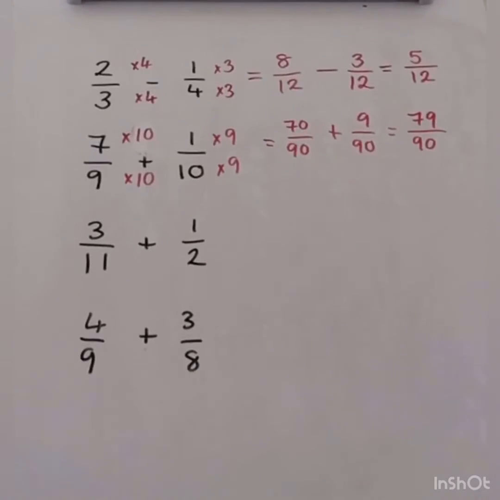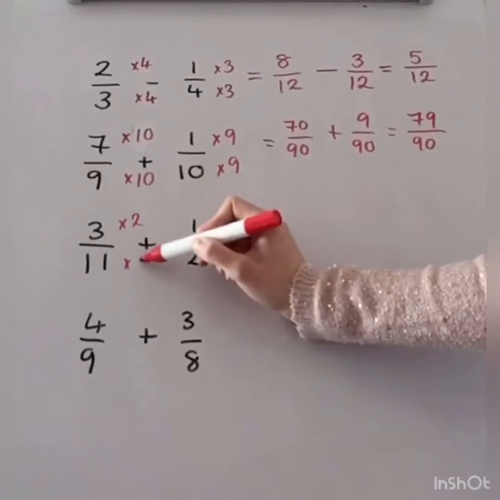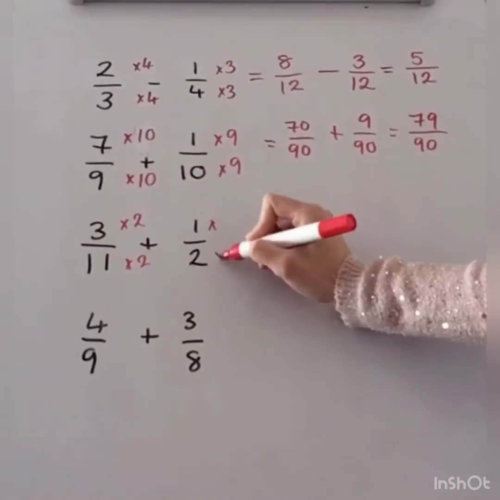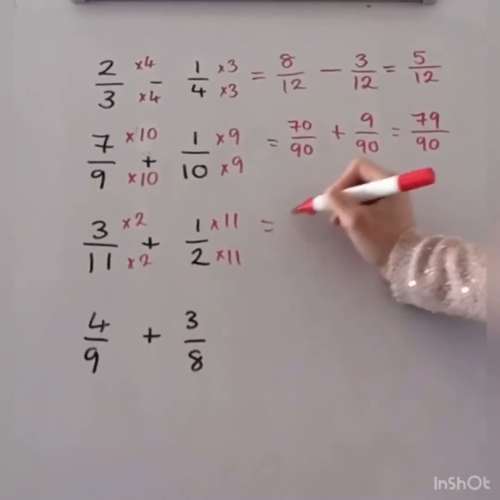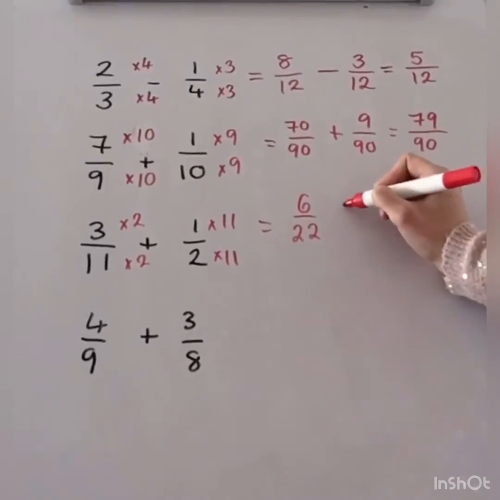Okay, so the next one, we look at the 2. Can we multiply 2 by anything to make 11? No, we can't. So we're going to have to change both fractions. Multiply the first fraction by the second denominator, the 2, and the second fraction by the first denominator, the 11. 3 times 2 is 6, 11 times 2 is 22.